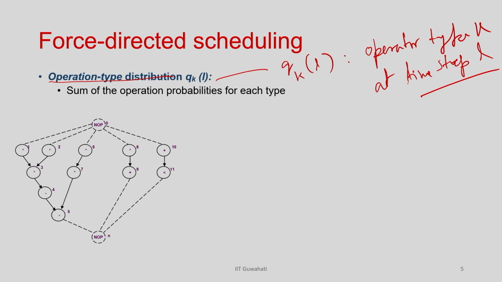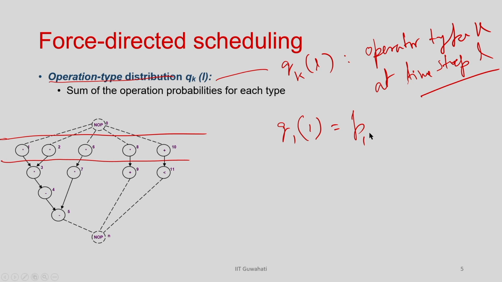So, now I can sum up all the probability of operation type K in timestamp L, and that will give me the Q L K, right. So, for example, say I am trying to find out for timestamp 1, okay, and for operator type multiplier, which is say 1. So, Q1 in timestamp 1. What is the probability of operation 1 happening here, because this can only happen in timestamp 1, that we have already understood. So, this is 1.